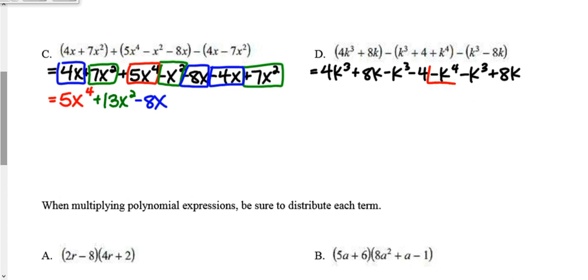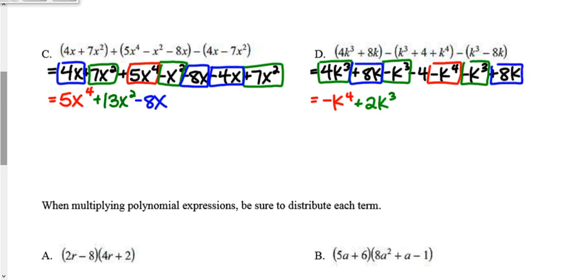So biggest exponent, negative k to the fourth. And then looking for things that are to the third power. So 4 minus 1 is 3, minus another one is 2. And then I have some terms that are just with a k. So 8k plus another 8k would be 16k. And then I have that negative 4 that I'm just going to bring down. All right, so that's adding and subtracting polynomials.